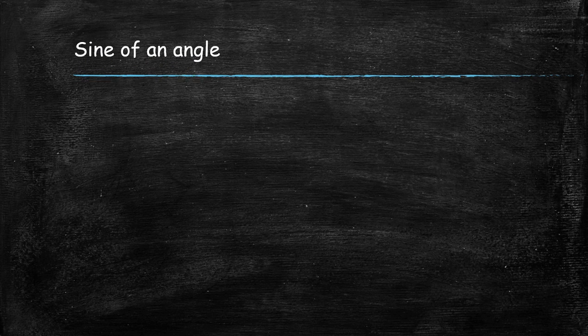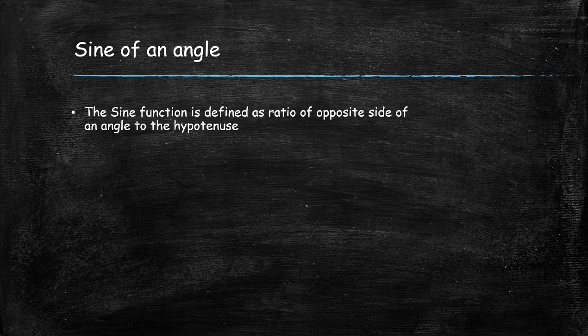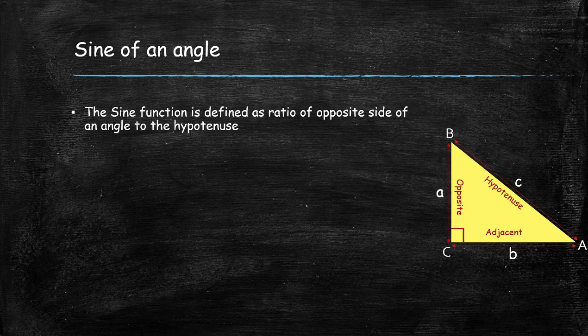Sine of an angle. So the sine function is defined as the ratio of the opposite side of an angle to the hypotenuse. So let's take this right angle triangle as an example. If we take angle A, the opposite side is side BC and the hypotenuse is the side opposite to the right angle. So the sine function of angle A is opposite side by hypotenuse, equal to a by c.